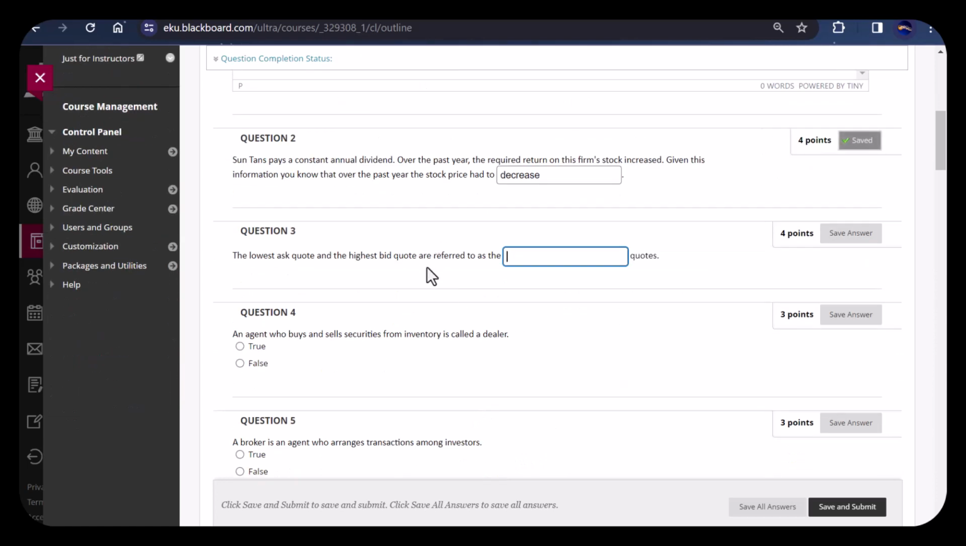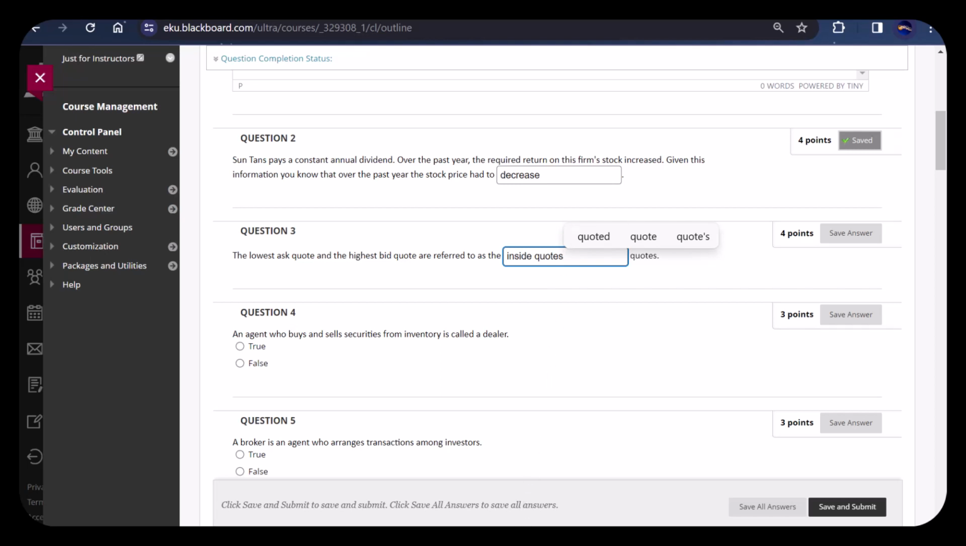We haven't explicitly talked about bid and ask quotes, but when you read the chapter, it's there. The lowest ask quote and highest bid quote are referred to as inside quotes. In stock markets, especially in NASDAQ, there are multiple market makers. All of them say, I'm willing to buy this many shares at this price.